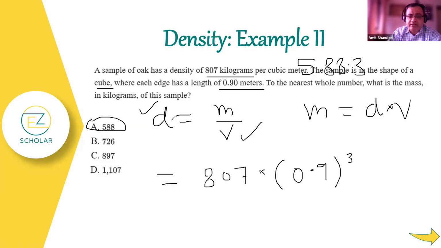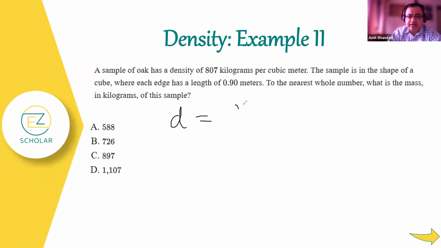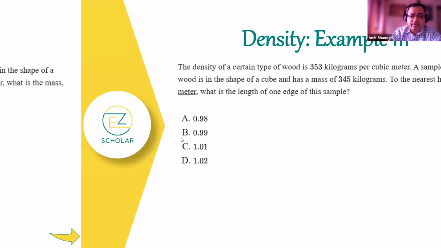So you will notice a variation. In the first question, we had the mass and the volume, and we had to find the density. In the second question, we had the density and the volume, and we had to find the mass. Let's look at the last example.